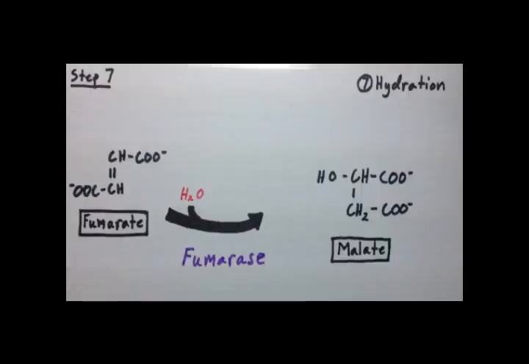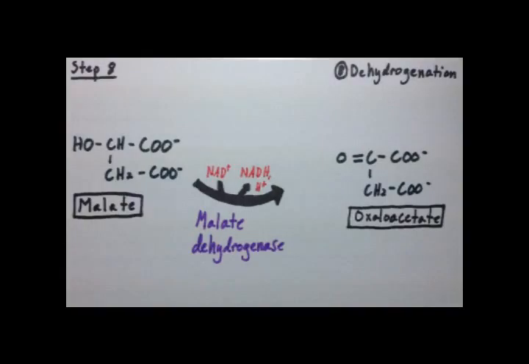And then for step 7, it's a hydration, so water is going to be acting in this reaction. And you start with your fumarate, water comes in and works with fumarase, and you're left with malate. And so it destroys that double bond, it goes back to a single bond, and it adds that alcohol. For step 8, which is your final step, it's a dehydrogenation.